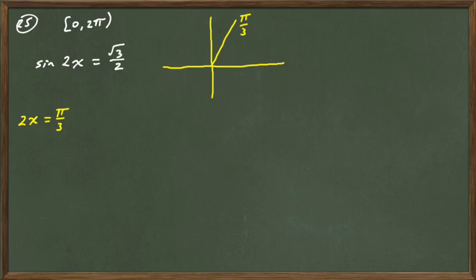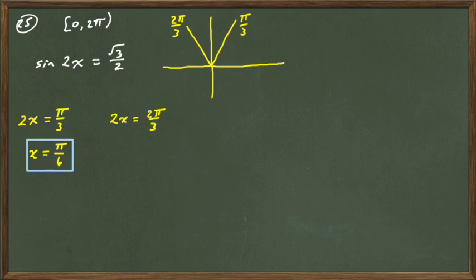So basically, 2x has to equal pi over 3. Where else does this occur? Where else is the sine positive, the y value positive? I think it would be in this quadrant with the same reference angle. So 2x might equal 2 pi over 3. If you multiply by 1/2, that gives you the solution for x to be pi over 6. If you multiply by 1/2, that gives me 2/6 or 1/3. Now neither of those are bigger than 2 pi, so I have to continue.